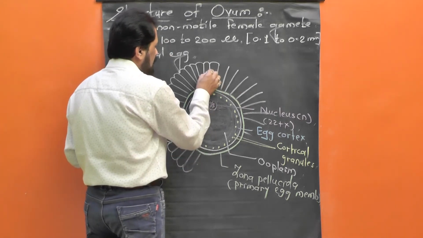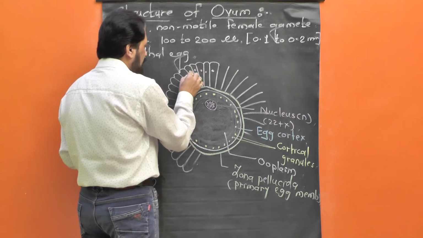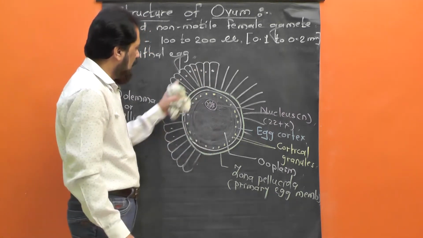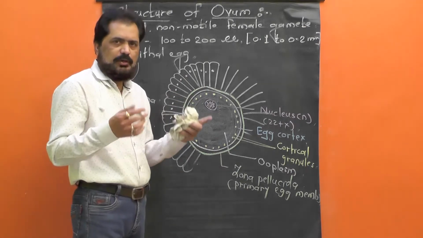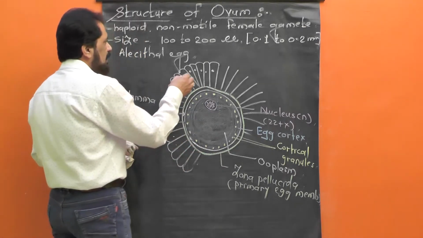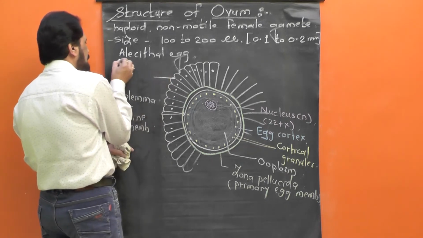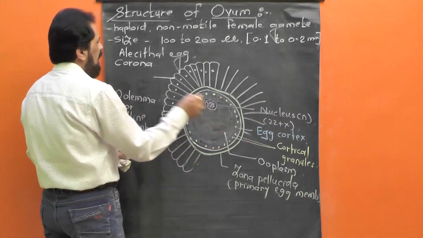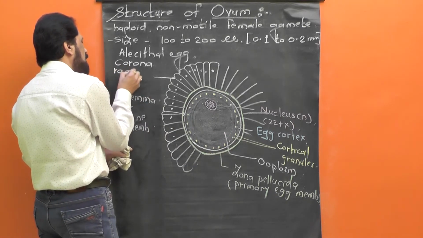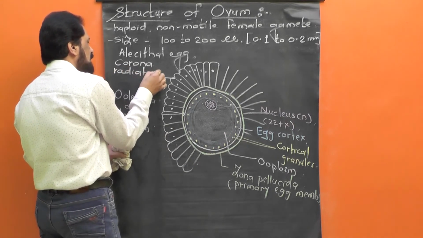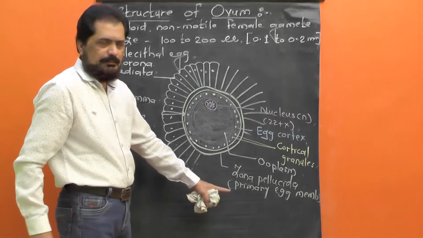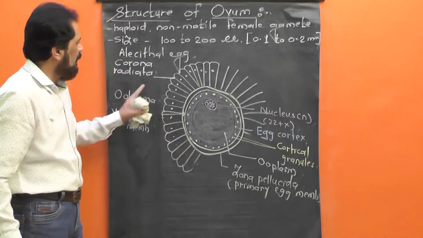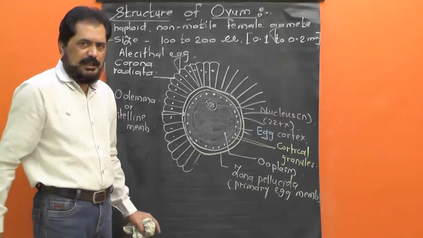We came across this term while studying the Graafian follicle. Outside the zona pellucida, this layer of radiating, tall, column-like cells is called the corona radiata, and it may be called the secondary egg membrane. Corona radiata, remember these names, or secondary egg membrane. Here the zona pellucida is called the primary egg membrane and the corona radiata is called the secondary egg membrane.